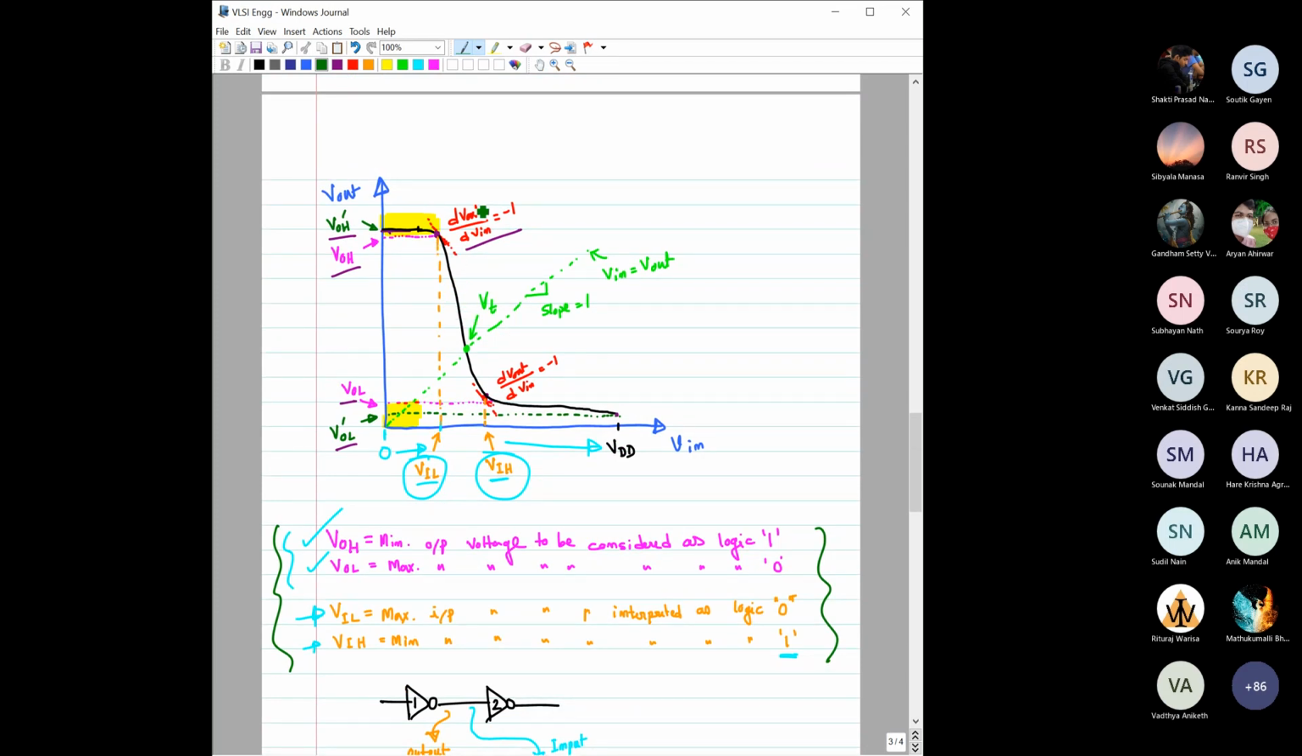Maybe put it in this way. What is the maximum slope from here to here? Please tell me, what is the maximum slope from here to here? Yeah, you have asked one question, right? So the slope can be from 0 to -1.